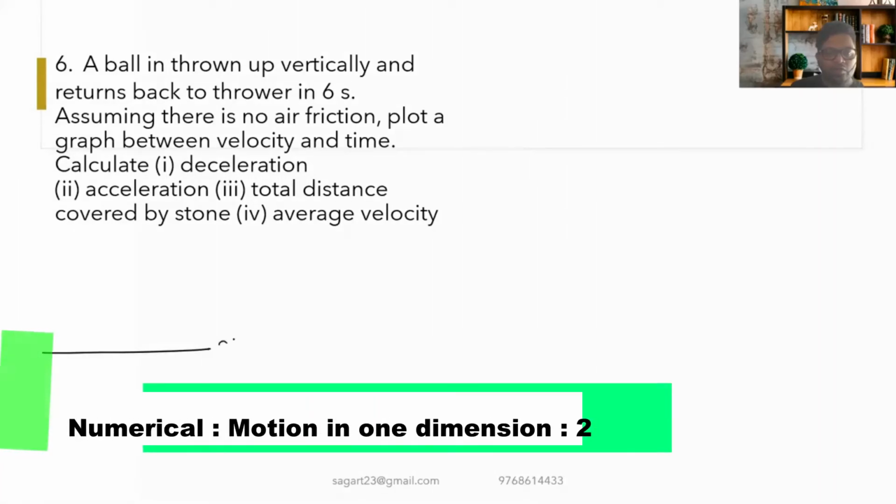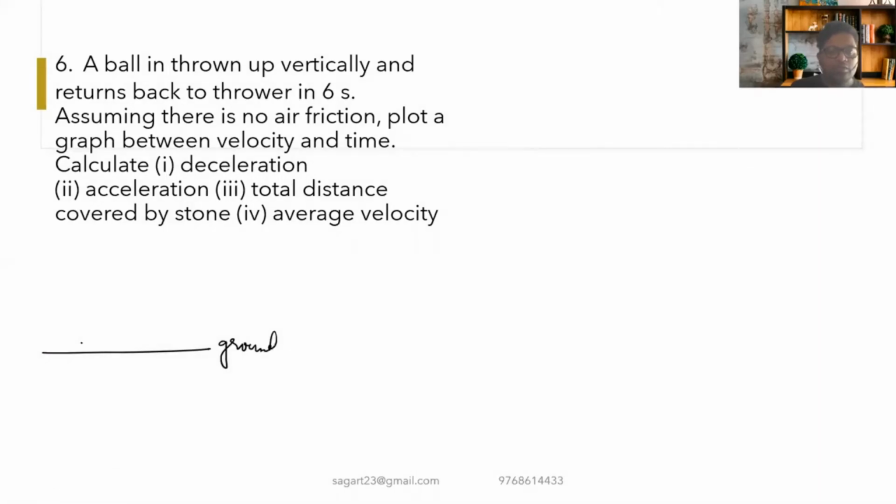This is the ground. Now this is a ball that is thrown up. The ball goes up, reaches that particular point where its velocity will be 0, and comes back to the ground. Time is equal to 6 seconds.